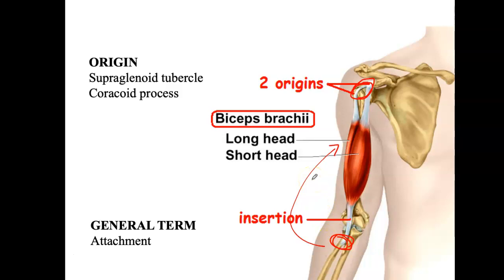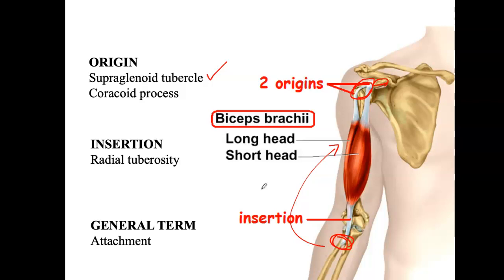Okay? All right, the actual origin, it has two origins because it has two tendons here. One is a supraglenoid tubercle. So it's above the glenoid fossa. We didn't really learn that one. That's one. And the other one is the coracoid process. Remember the one that looks like a crow? The coracoid process, and it's attached onto there. That's the origin. More proximal, less movable. The insertion is the radial tuberosity. Remember that bump on the radius here? The radial tuberosity. And that is more distal and more movable.